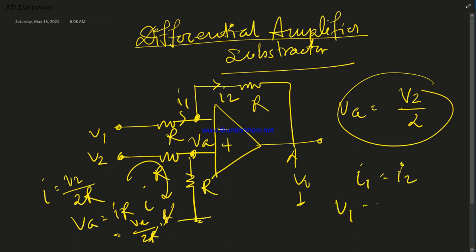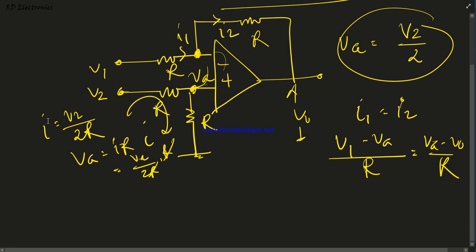So what is the value of I1? V1 minus VA divided by R. Why VA? Because according to virtual short, this potential is also here. And I2 is VA minus V0 by R. So these R's cancel out. For simplicity we consider all resistances equal to R. Okay, so now V0 equals 2 VA minus V1. So what is VA? V2 by 2. That means V0 equals V2 minus V1.